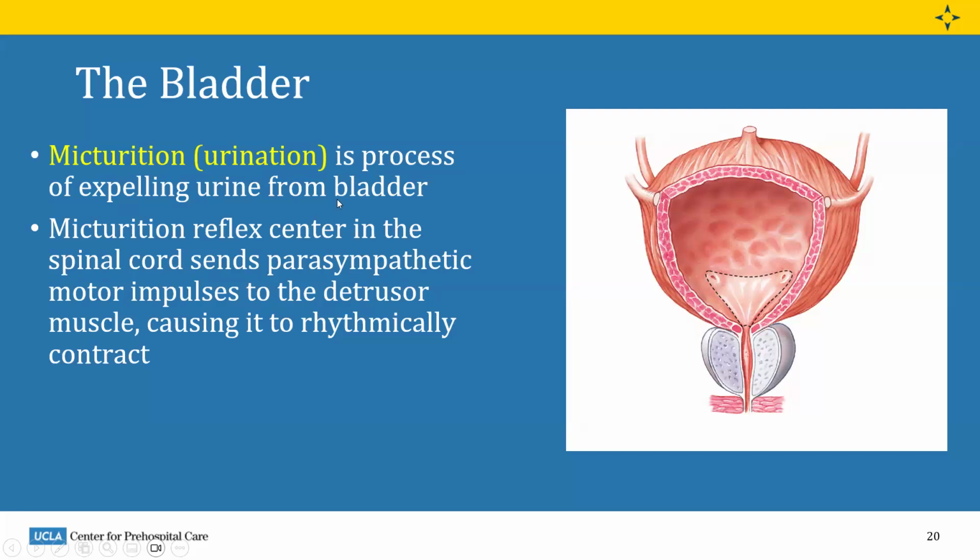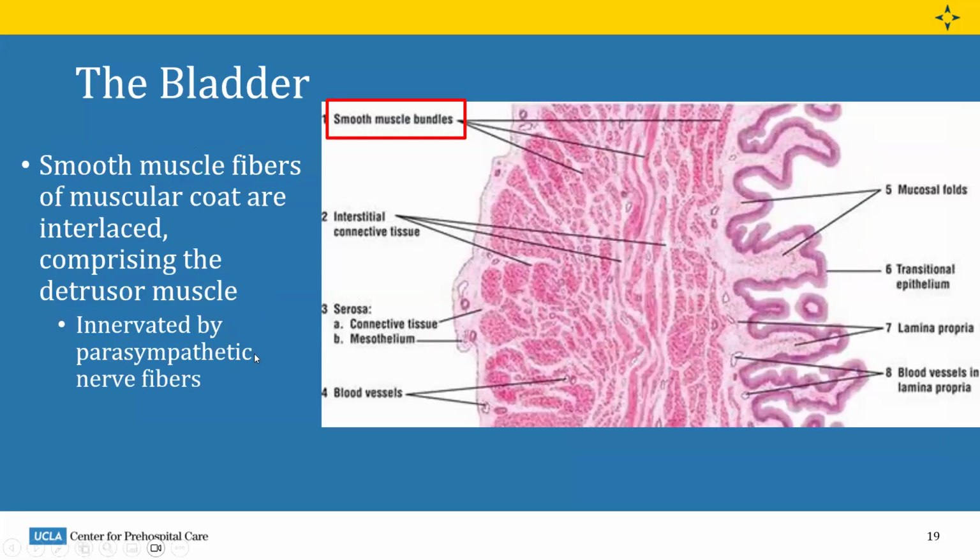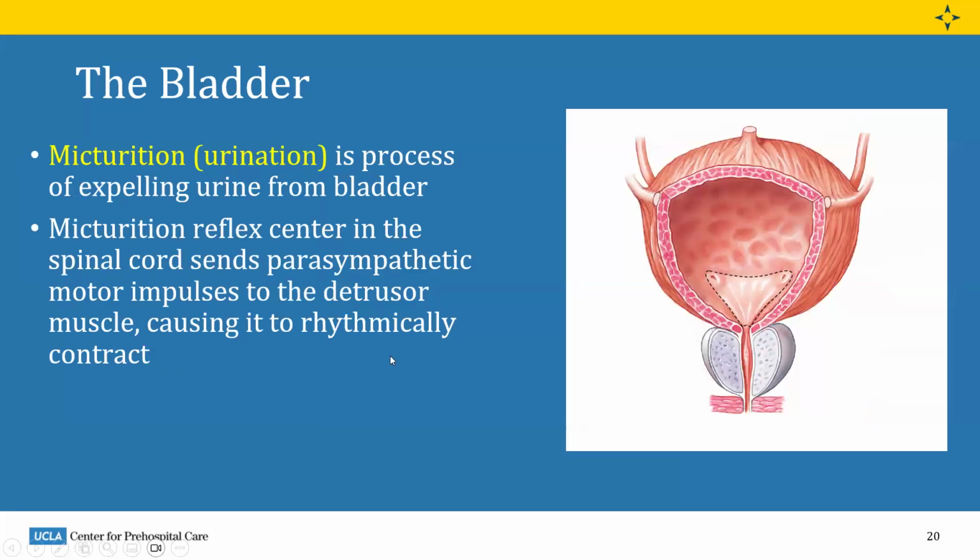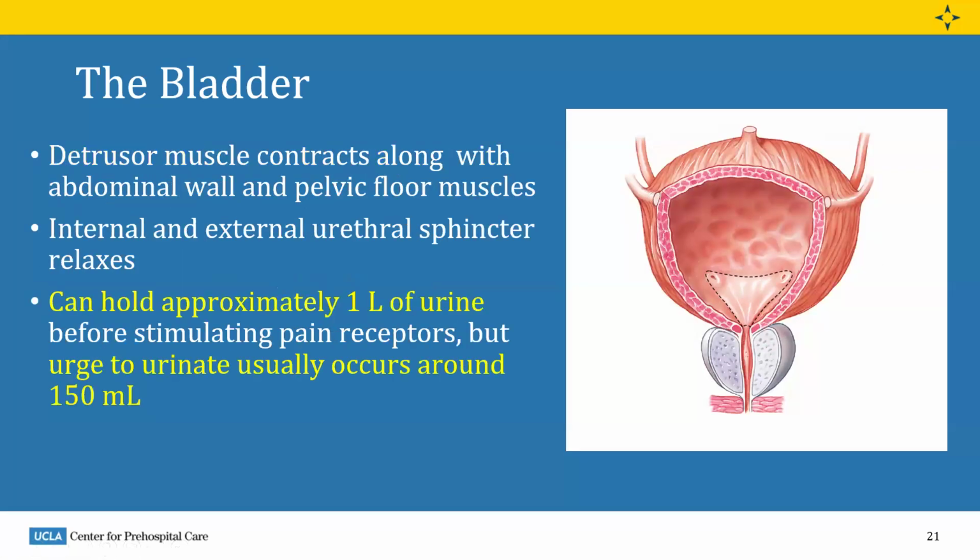So that's where we're on next. Micturition is the process of expelling urine from the bladder. Essentially, our parasympathetic nerve fibers are going to send an impulse to that detrusor muscle, which will cause it to rhythmically contract. We'll also have some contractions of our abdominal wall and our pelvic floor muscles, as well as these sphincter muscles.